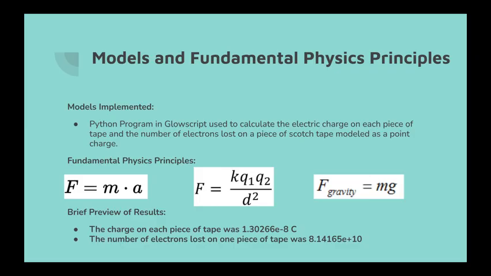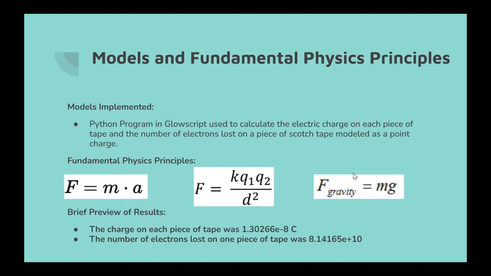And so the Python program was our model, and it was used to calculate the electric charge on each piece of tape, the number of electrons lost on each piece of tape, which was modeled as a point charge. Some of the fundamental physics principles that we used were Newton's second law, which was used to understand forces acting on each piece of tape, whether it was moving, whether it was stationary. Coulomb's law was also used to understand the electric force on each piece of tape. It was also rearranged and solved for the electric charge on each piece of tape.